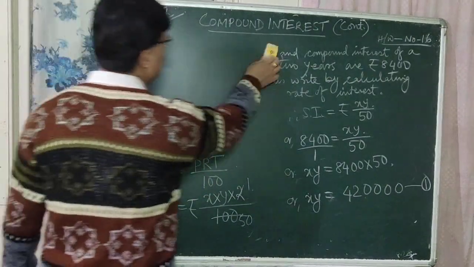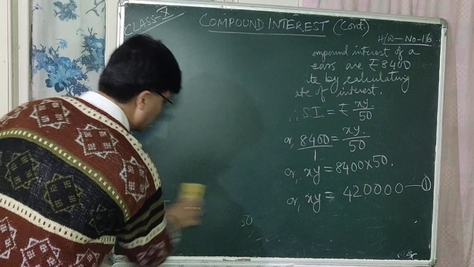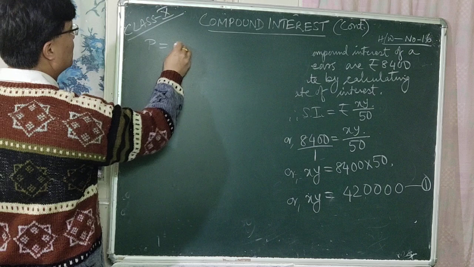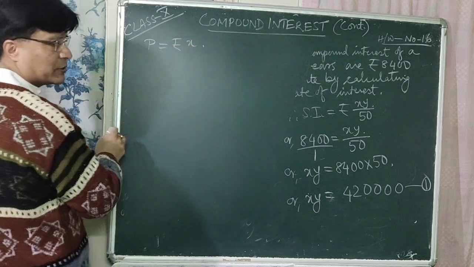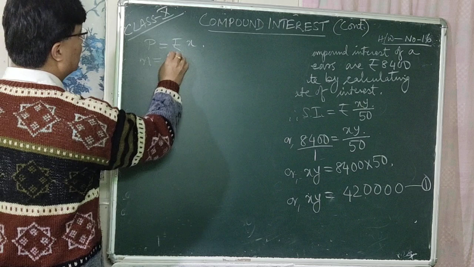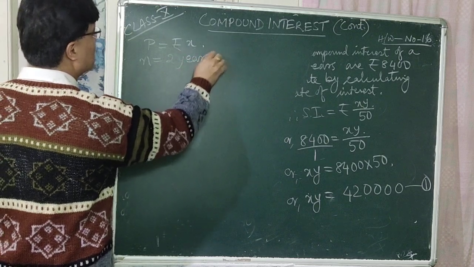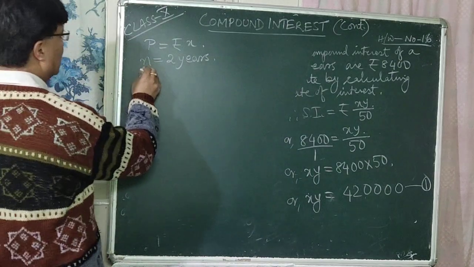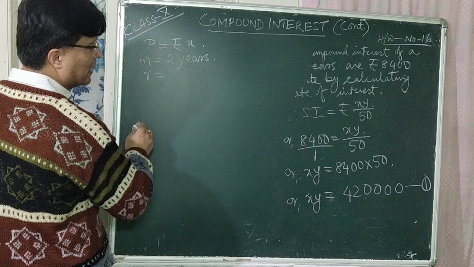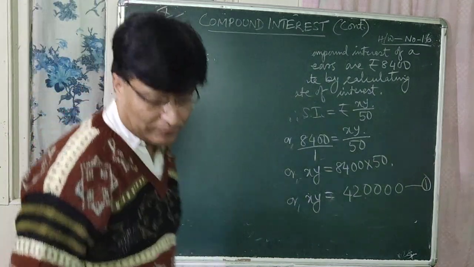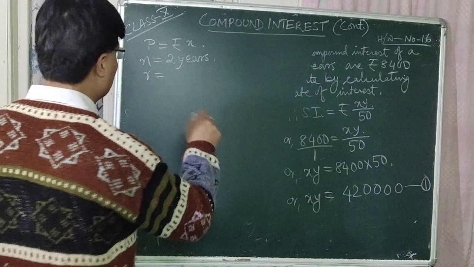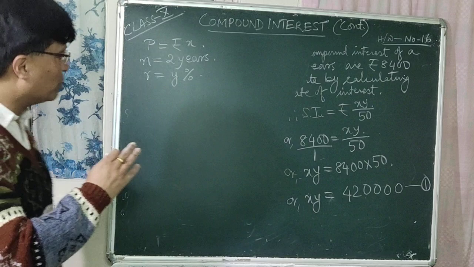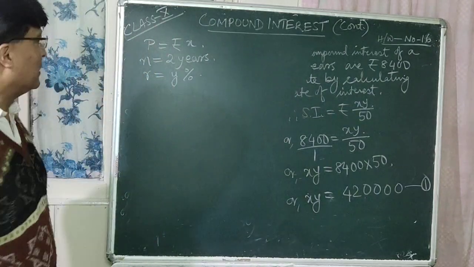So now, let us calculate compound interest. Now, what is the principal? Principal was rupees X. What is the time? Time, that is the value for n, is equal to 2 years. Next one is, what is the rate of interest per annum? It was assumed as y%, because you have to calculate both principal as well as rate of interest.